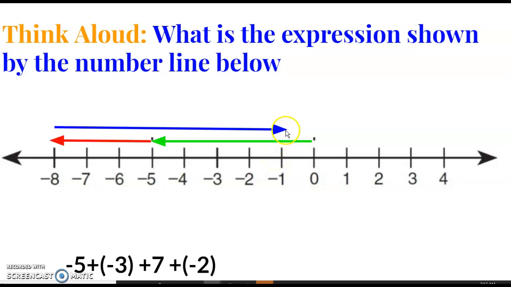And from -1, we move over 1, 2 to the left, and land on -3. So, again, the expression is -5 plus -3 plus 7 plus -2.